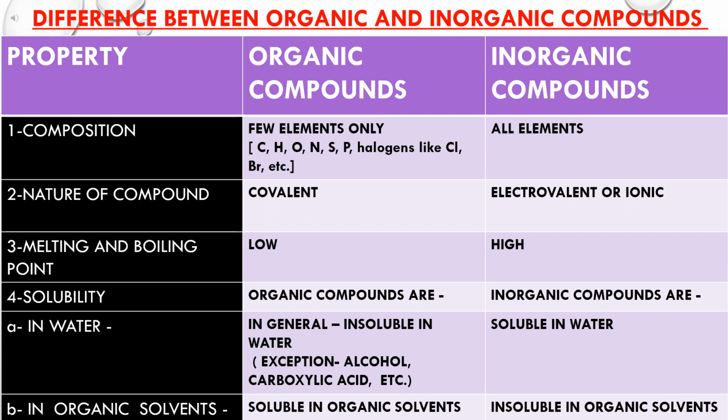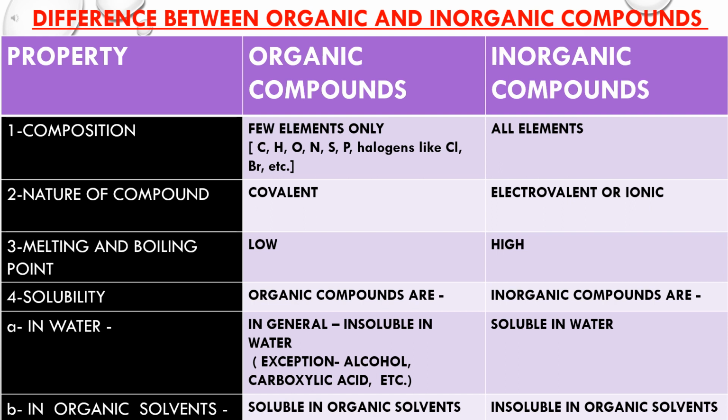Organic and inorganic compounds can be easily differentiated on the basis of the following properties. First one is composition. Organic compounds are composed of few elements only, like carbon, hydrogen, oxygen, nitrogen, sulfur, phosphorus, and halogens like chlorine, bromine, etc. Inorganic compounds are composed of all the elements.